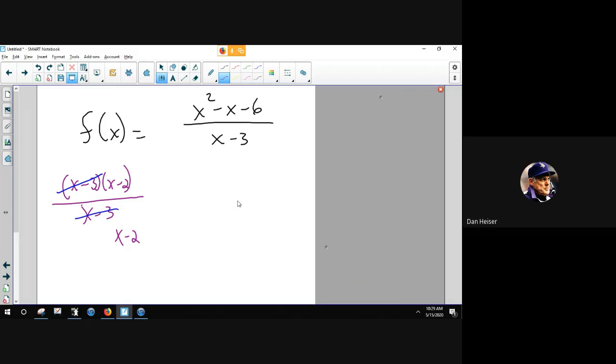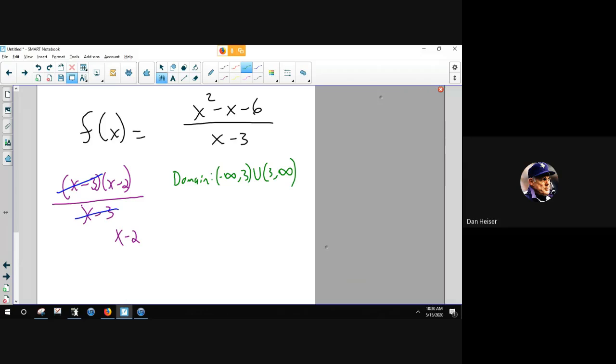So, we have turned a rational function into what looks like a linear function. That's kind of sort of accurate, but it's not the whole picture. Let's look at the domain of f of x. Domain. There's our domain.